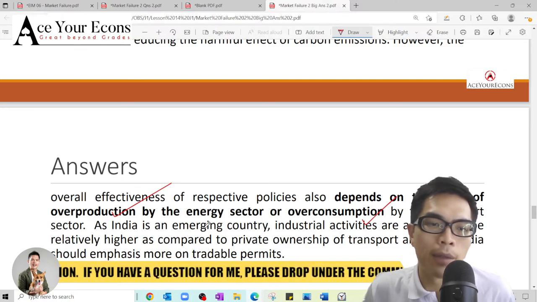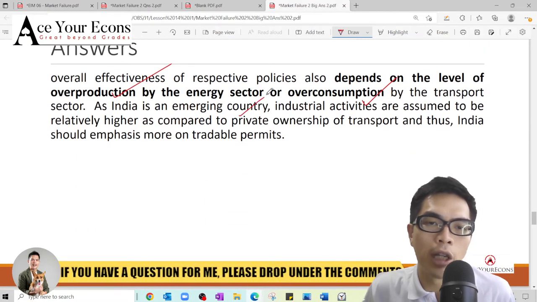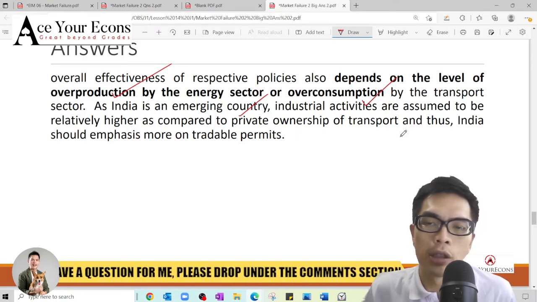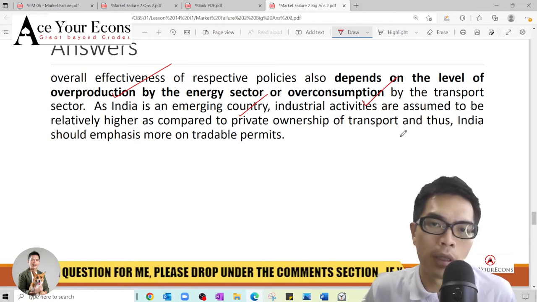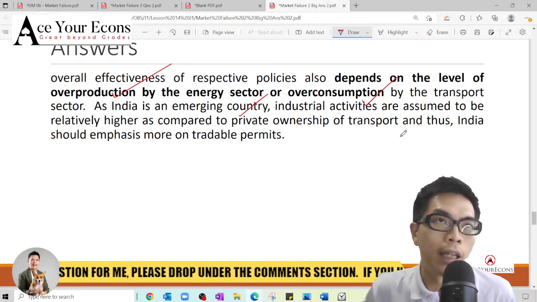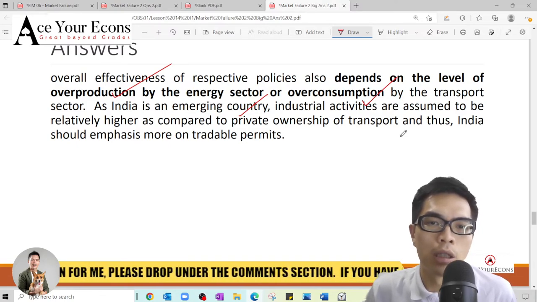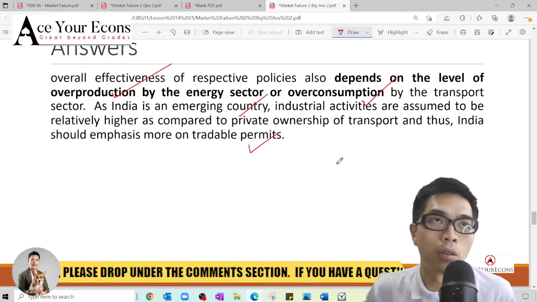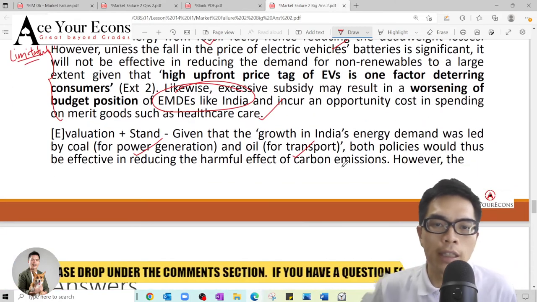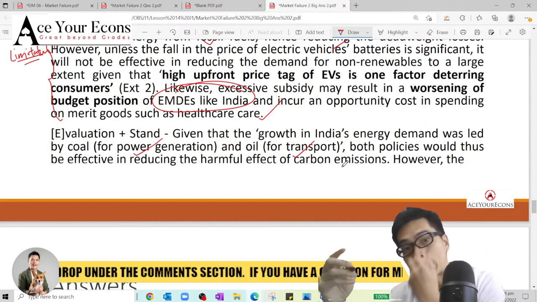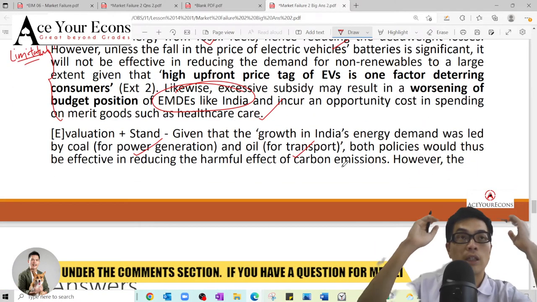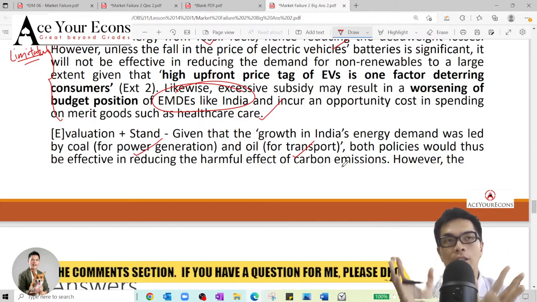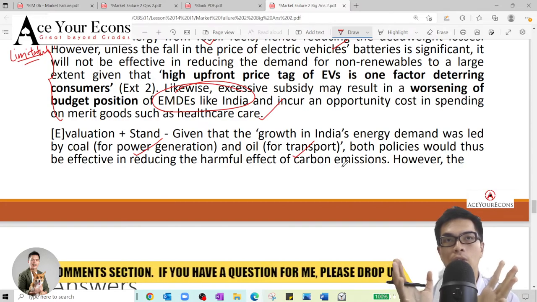And you can see that because of the nature of emerging economies, industrial activities like coal production are likely to be more important. Why? Because they are there to support the growth of the economy. And therefore, the Indian government should focus on tradable permits. You can see that there is a step-by-step illustration on how to weigh out what is the most important problem first before we justify which policy to address which problem.